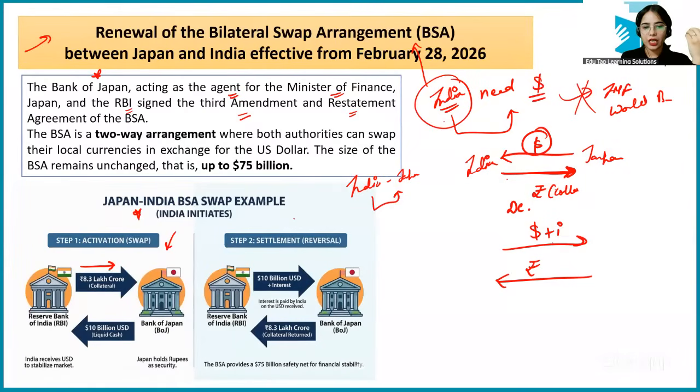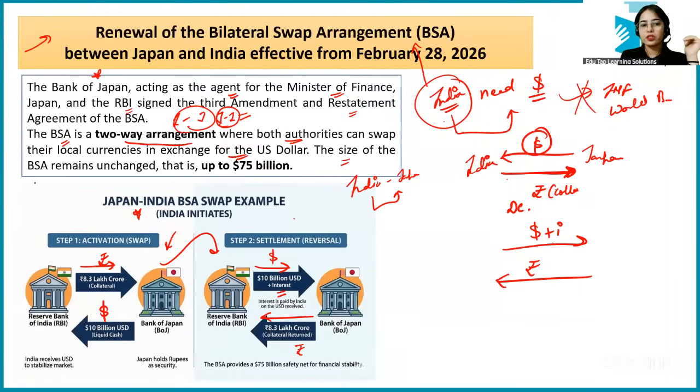First, we give our rupees to take the dollars, and after the contract finishes, we return the dollars with the interest and take back our rupees. This arrangement can help India when it is in need of dollars, or if Japan is in need of dollars, India will help Japan. It is a two-way arrangement, where both authorities can swap their local currencies in exchange for the US dollar.